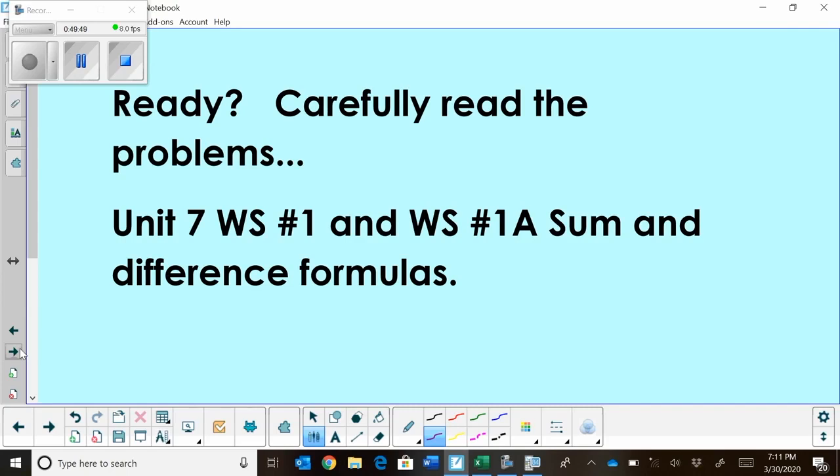So, are we ready? Ooh, that was a lot. So, main thing, read the problems really carefully. Make sure you know what you're answering. We're going to work on Unit 7, Worksheet 1 and 1A. The only reason I have them separated is the 1A comes out of the textbook. It's got textbook pages. So if you need to look up some more examples of sums and differences, use the online text to help you. That can supplement the videos if you need some more help.